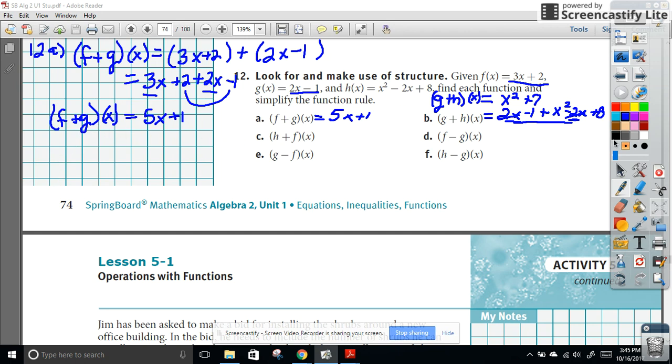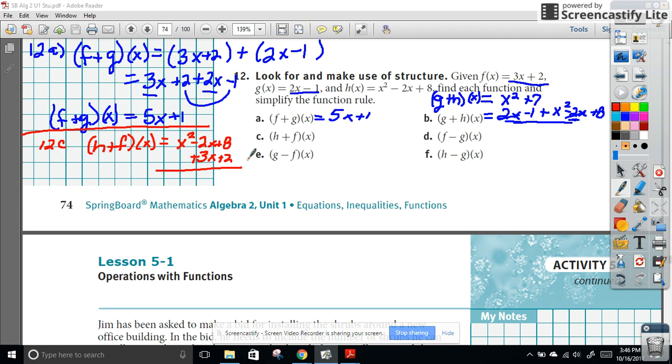H plus f of x, let me change colors so everything doesn't run together. Okay, this is 12c. H plus f of x equals the h function, x squared minus 2x plus 8, plus the f function. I'm going to put it down here so I can line up my like terms. This is not something that you have to do, but you totally can do.